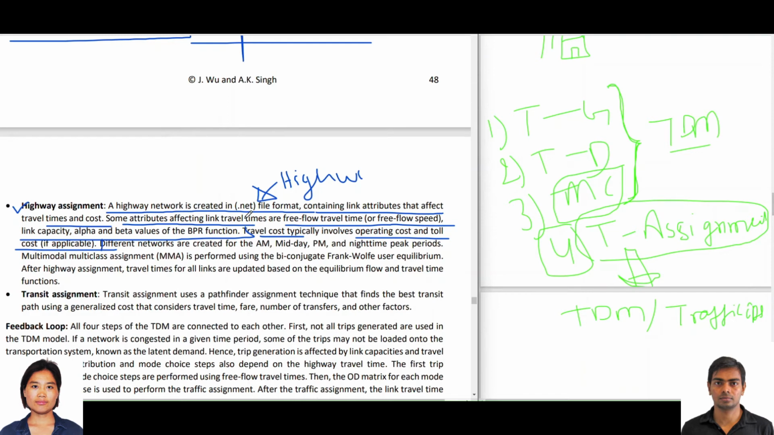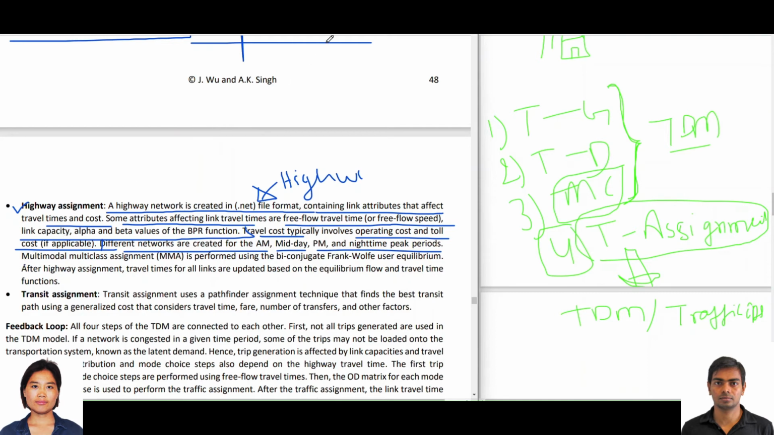So the highway assignment is based on travel time plus travel cost, which is converted into generalized cost. Travel time is a function of all the attributes in the BPR function, and travel cost is a function of operating cost, which depends on distance, and toll cost if applicable. Different networks are created for the AM peak because the travel time and link flows are different. So different networks are created for AM, midday, PM, and nighttime periods.